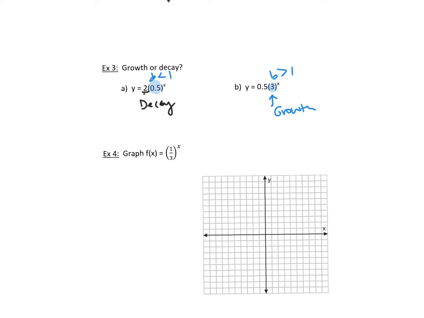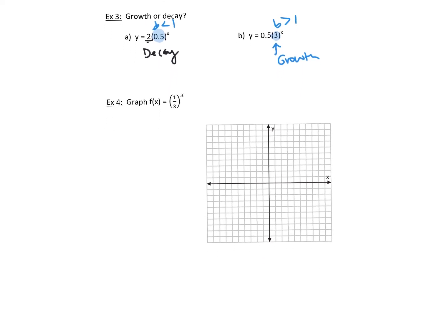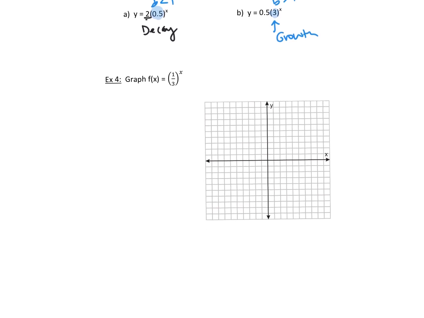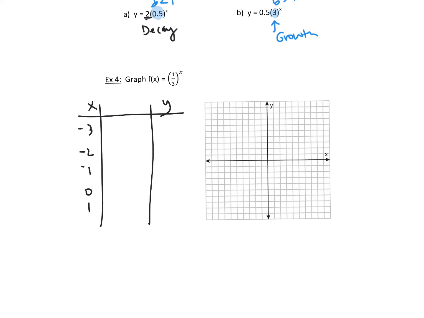To graph an exponential decay function, you're going to do exactly the same thing. You're going to set up a table of values, and you're going to go typically -3 to +3. So -3, -2, -1, 0, 1, 2, 3. You may or may not use all these values.